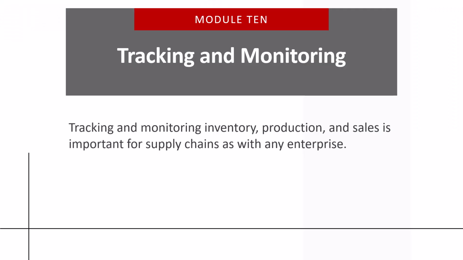Module 10, Tracking and Monitoring. Tracking and monitoring inventory, production, and sales is important for supply chains as with any enterprise. However, with supply chains, these activities can be more complex and require a great deal of coordination. In this module, we will look at ways to track and monitor supply chain activities. Some key agents for tracking and monitoring include dashboards, RFIDs, alert generation, and stock keeping units, or SKUs.